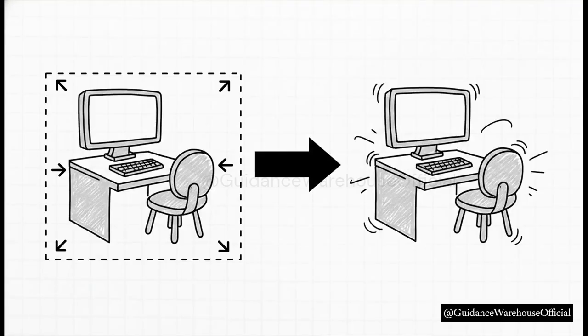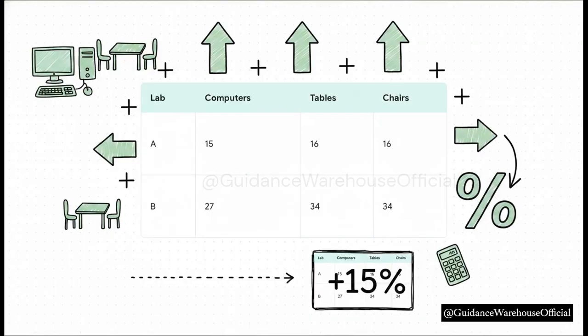But you know, data isn't always about combining two completely separate lists. Sometimes you just need to scale things up. Imagine a university needs to expand its computer labs because enrollment went up. They don't want to go back and recount everything. They just know they need exactly 15% more of absolutely everything they currently have. We can organize this current lab inventory really neatly into a 2x3 matrix. Lab A is row 1, holding 15 computers, 16 tables, and 16 chairs. Lab B is row 2, with 27 computers, 34 tables, and 34 chairs.